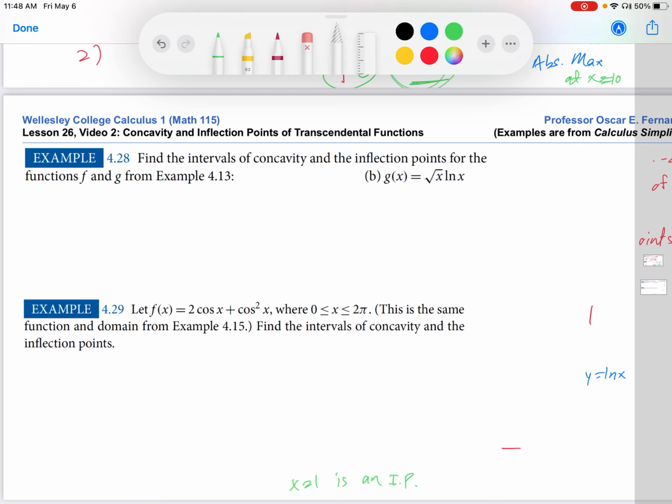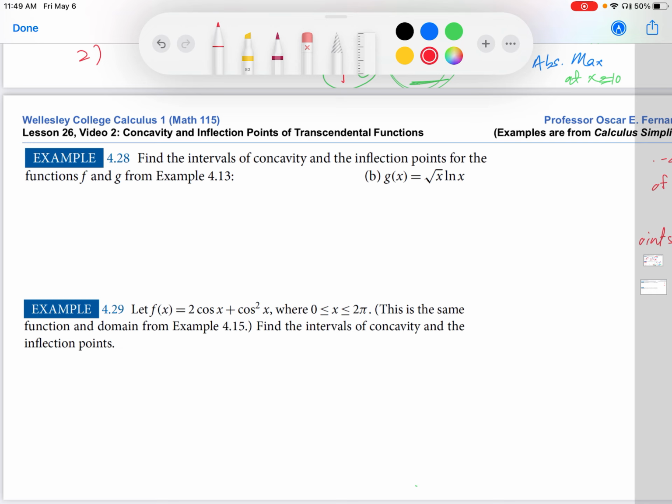This one is, I wouldn't say harder or easier, just different because we're dealing with trig functions now, not exponentials or logs. Here the function is 2 cosine x plus cosine squared x, and we're given a specific interval from 0 to 2 pi. So we're restricted in our interval. Find the intervals of concavity and the inflection points, same question. I'm going to start with the white space above here so I don't run out of room.